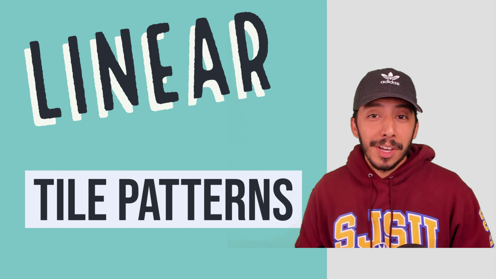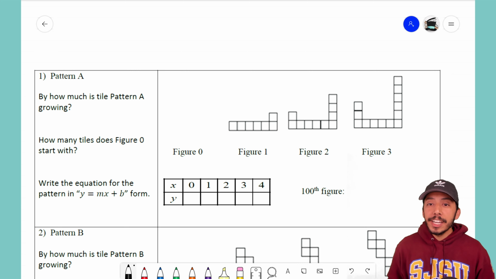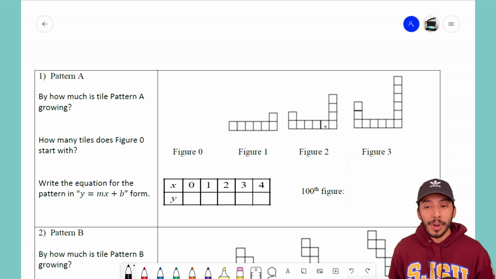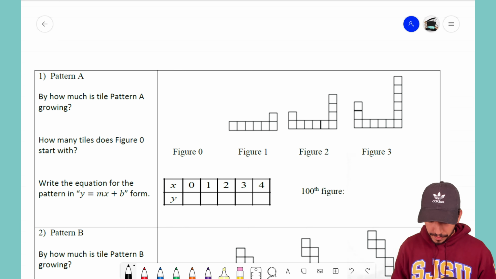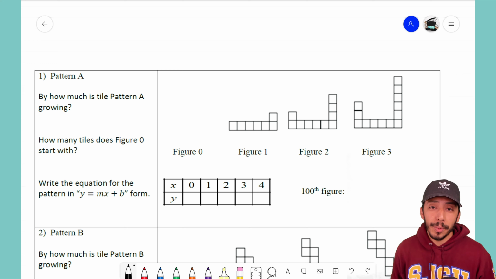So let's jump right into our first example of a set of tile patterns where we hopefully can end up with an equation. Now we see we have some tiles arranged in figure 1. We see that we have some more added in figure 2, and then in figure 3, even more have been added. The first question we want to find out is, by how much is tile pattern A growing?